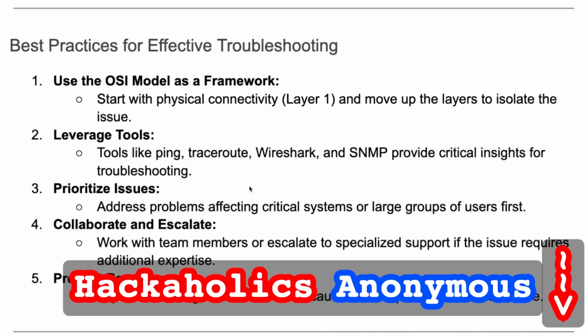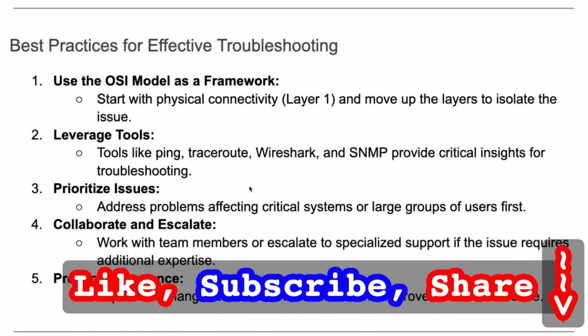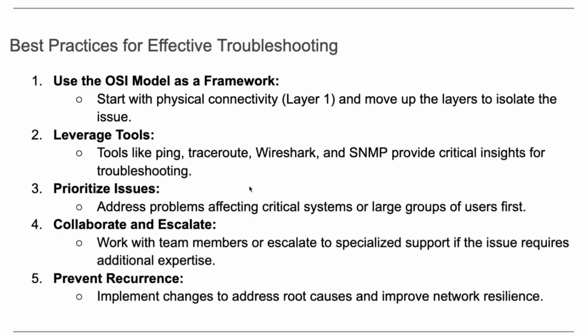To summarize everything that we just talked about, there are some best practices that you can always think about. Think of this as a mental checklist, something to always keep in mind when you're thinking about troubleshooting network issues. The first one is to use the OSI model as a framework or a reference. Start with physical connectivity, which is layer 1, and then move up the layers to isolate the issue.